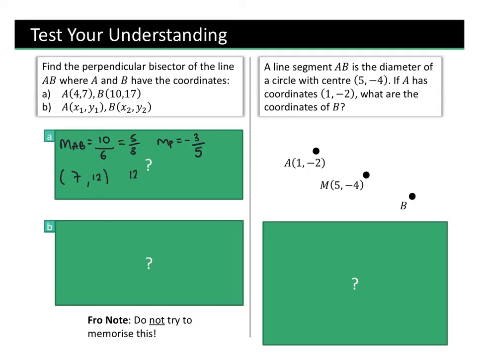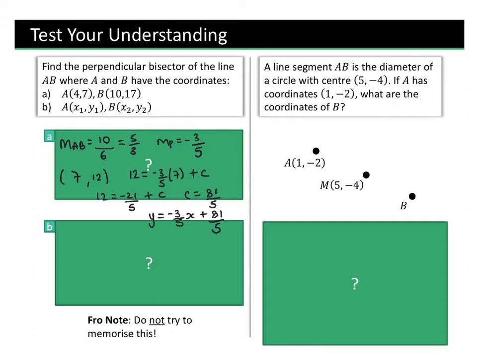Now I can use these. So 12 equals minus 3 over 5 times x plus c. So I'm going to have 12 equals -21 over 5 plus c. 12 is 60 over 5, so we're going to end up with 81. C equals 81 over 5. So then my equation of the line is y equals minus 3 over 5x plus 81 over 5.